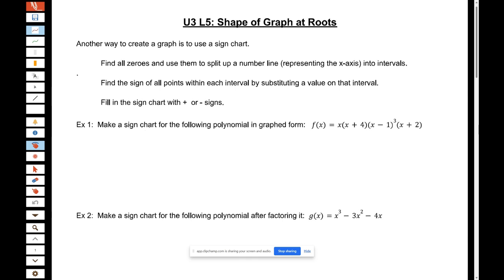When you make a sign chart, the first thing you do is find all the zeros and use them to split up a number line. I'm going to do that part with this first example. If we set each of these factors equal to 0, remembering x plus 0 is the same as x, we have zeros at 0, at negative 4, at positive 1, and at negative 2. Those zeros split the number line into different values.